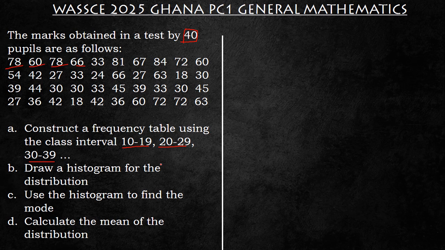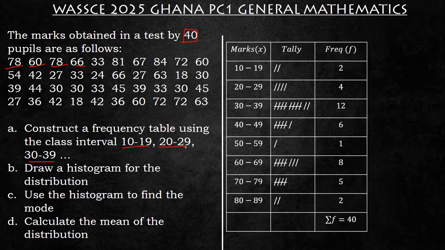First, we are supposed to construct our frequency table using the class intervals from 10 to 19, 20 to 29, and so on. This is how the table is going to look. Because this is ungrouped data, we have to introduce the tally. Then take the first interval, 10 to 19, and look for numbers that are between 10 and 19.